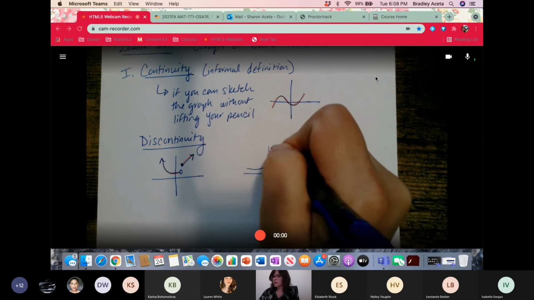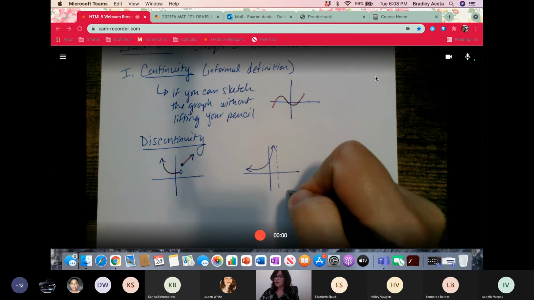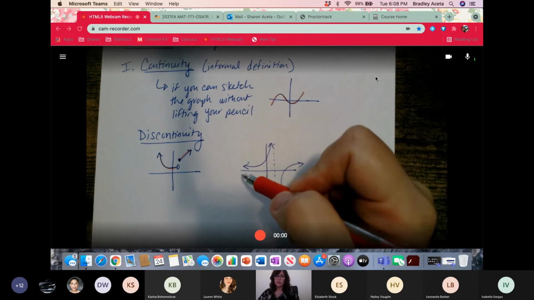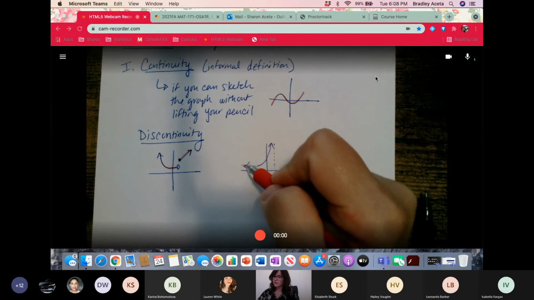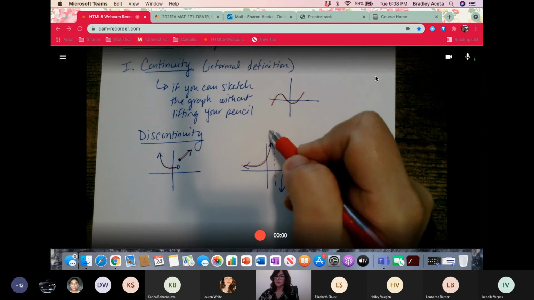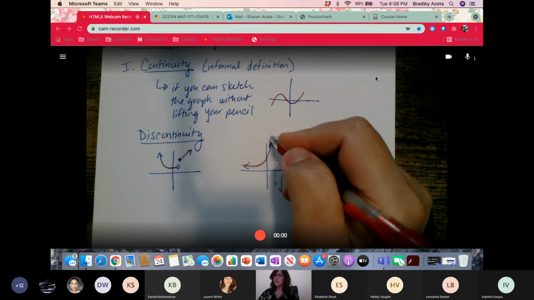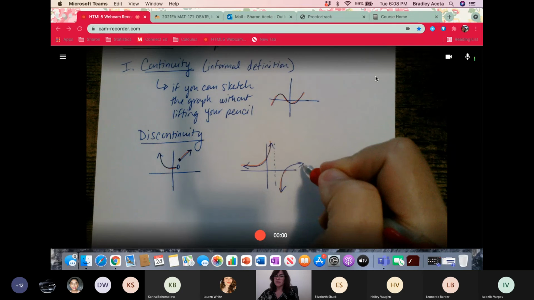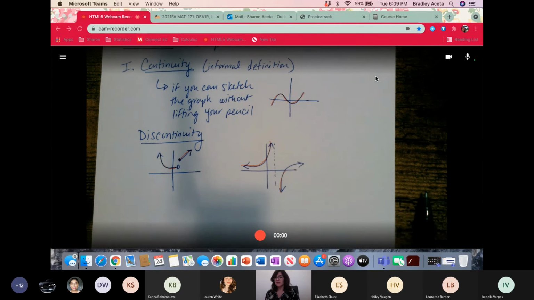You could also have graphs where it looks like this. You have a hook here and a hook here. And so again, if I were to start drawing this from the left to the right, my pencil's going to go up and up and up. I'd have to lift my pencil over down here to start drawing that side. So that also is discontinuous.